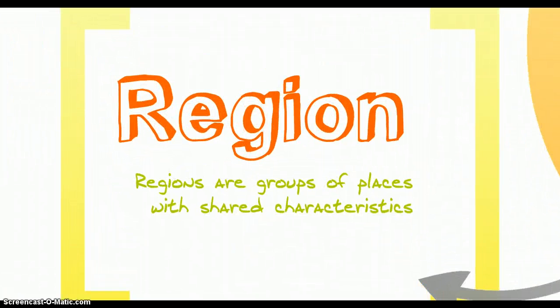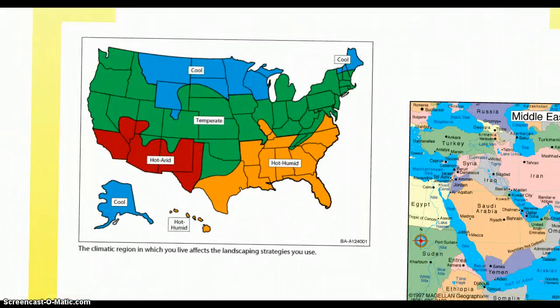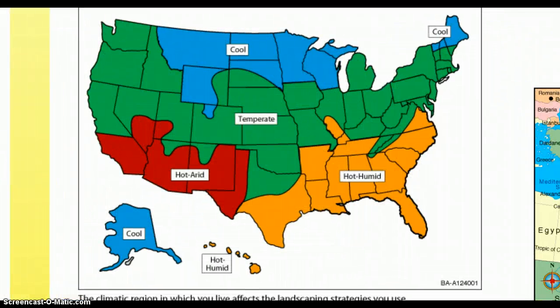Okay, when we take a bunch of places that have shared characteristics, whether those are human characteristics or physical characteristics, and we put them together, then we've formed areas that are called regions. So here's a map that shows you climate regions of the United States. It says this is what the temperature is like in these different places. And you can see at the bottom that this map was created specifically to help people figure out what kinds of plants to grow, okay? Where it says at the bottom, the climactic region in which you live affects the landscaping strategies you use.